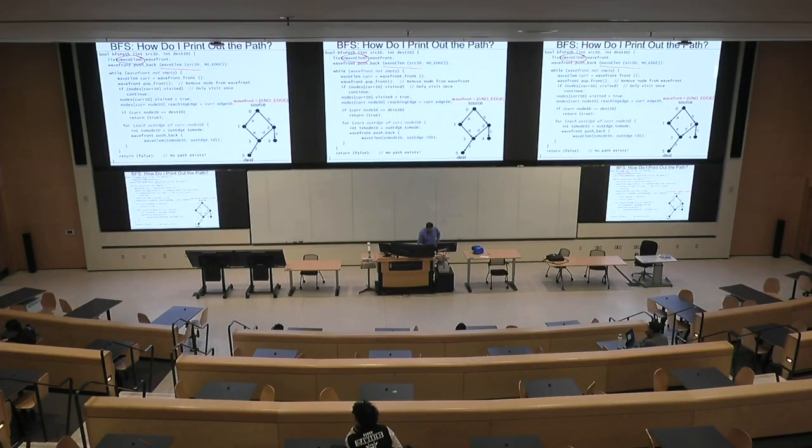And when I put things into my wavefront, I start off with the source as the starting intersection I should look at, and I use the special value no edge to say there is no previous edge, right? This is where I start. I didn't get here by any means.